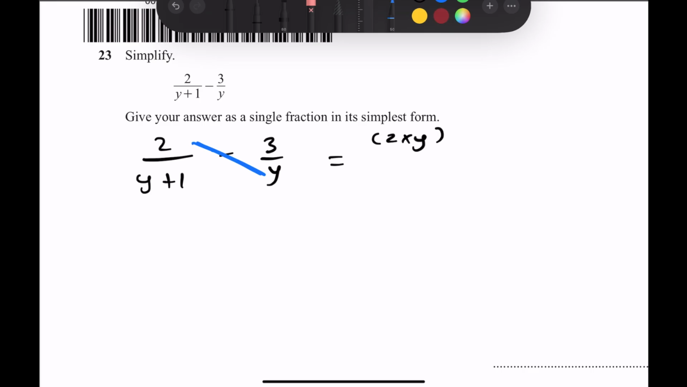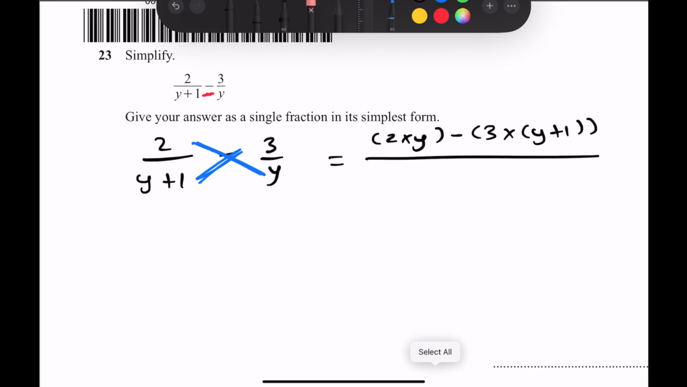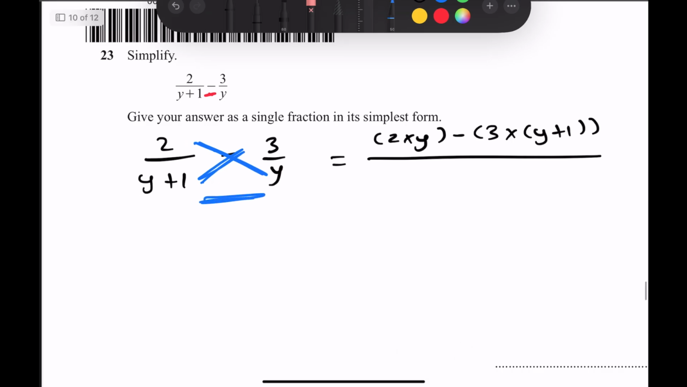Then you see the symbol that's between the two fractions. In this case, it's a negative. Therefore, you do negative of, then you multiply the denominator of the first fraction by the numerator of the second fraction. So this is equal to 3 times y plus 1. Then that's our numerator for the single fraction. For the denominator, you just multiply the two denominators of the two fractions. So in this case, y by y plus 1.